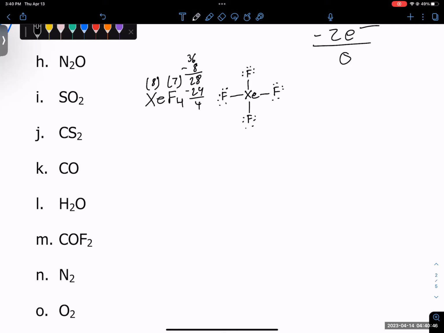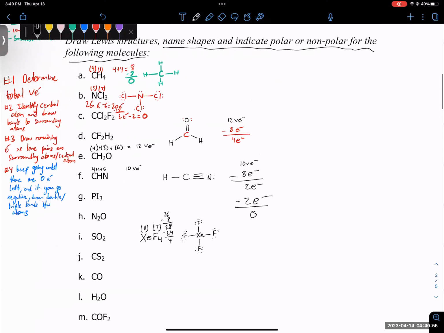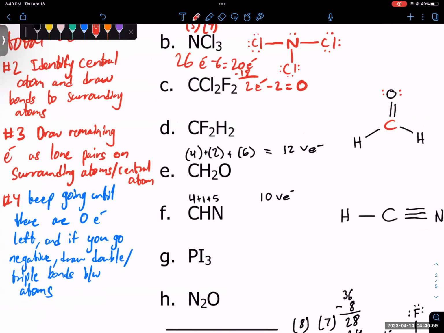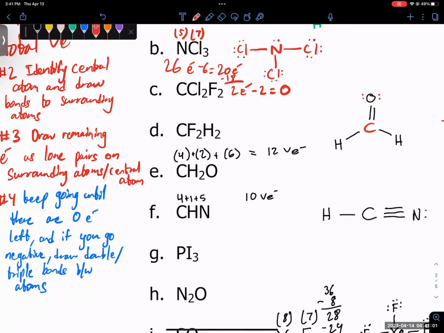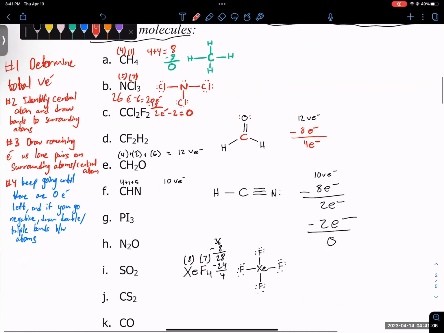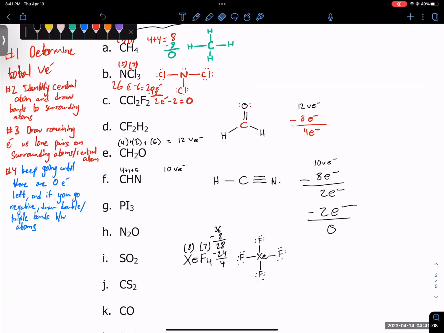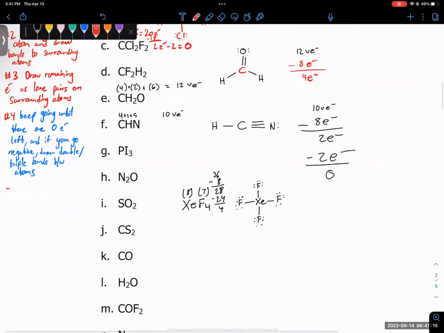Where do they go indeed? According to Rish's rules. So let's add a little amendment. It was specified: draw remaining electrons in lone pairs on surrounding atoms, then the central atom. But let's add a little amendment, shall we? Keep going until you get negative. Then we'll call this 4-A for Rish's rules.